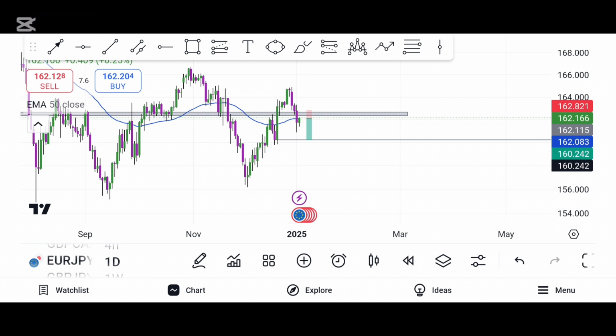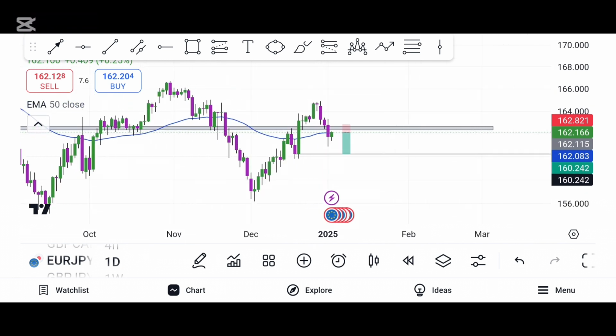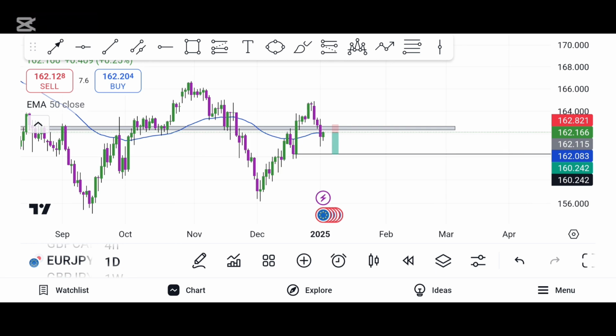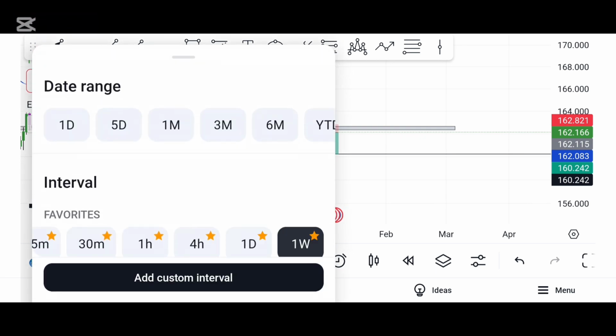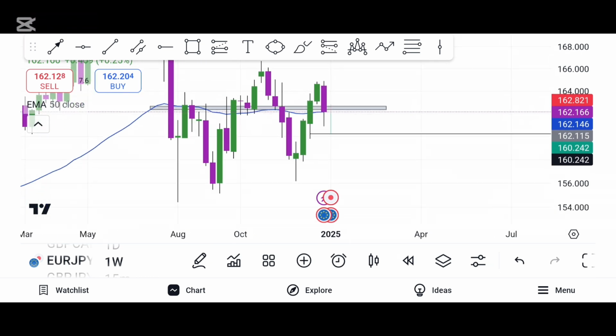This is some gems, serious gems, man. And then we got Euro JPY. There's a problem here. I ain't gonna lie to you guys, there's a problem here. I'm breaking my rules by taking this trade. I'm breaking some serious rules. But other than that, let me show you what's going on.